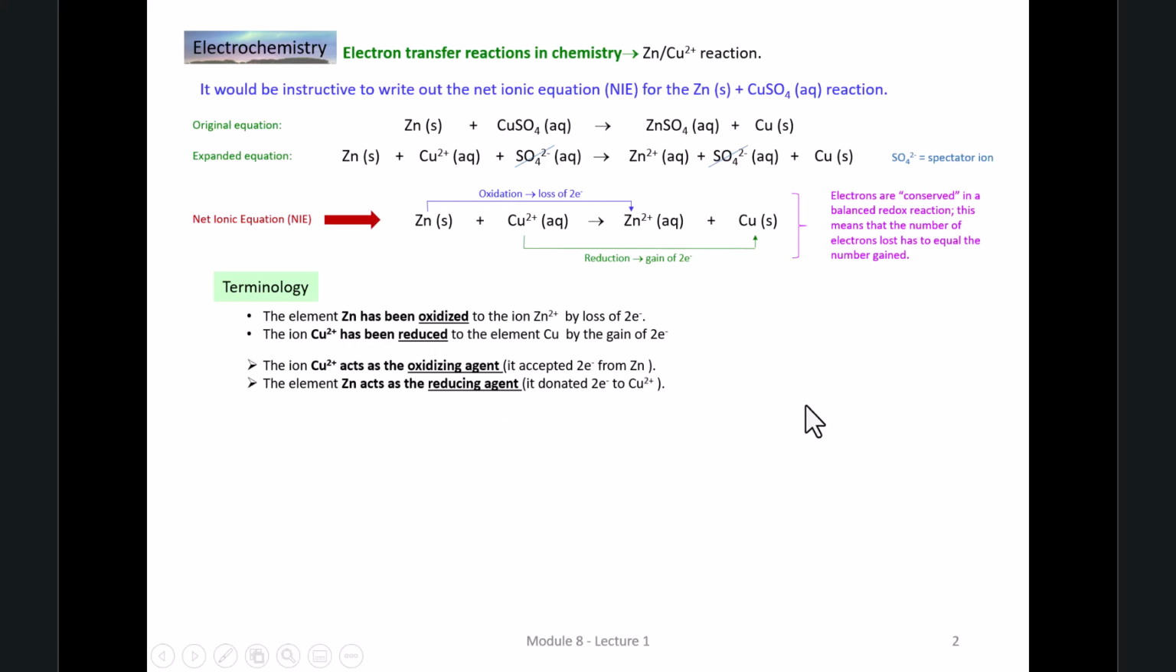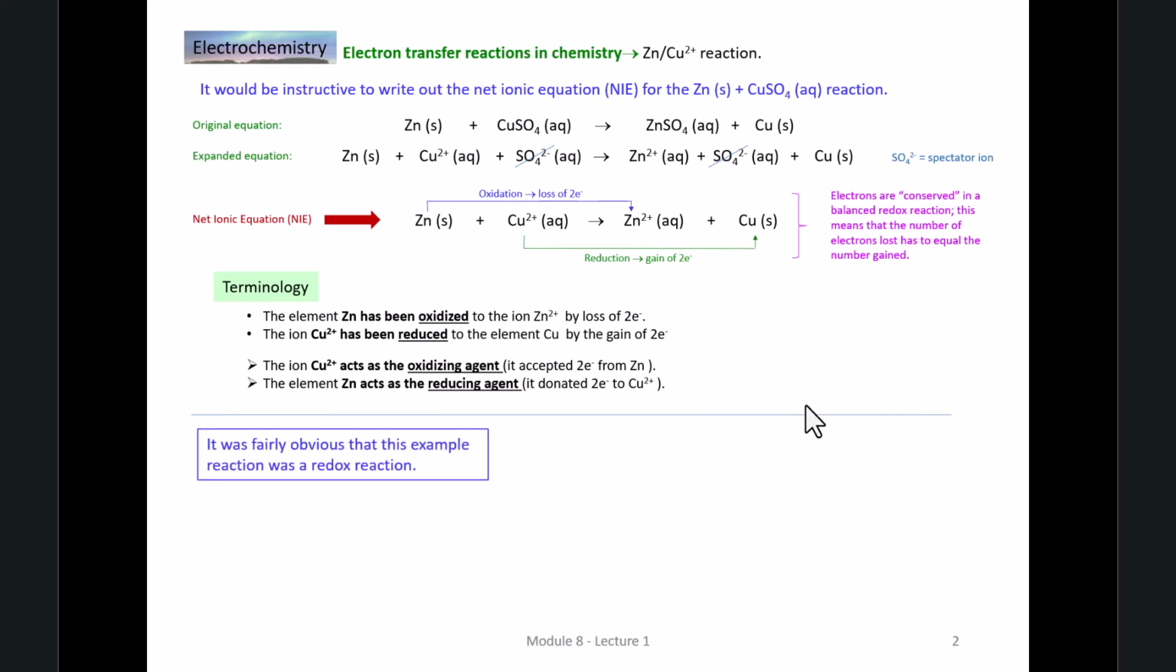If it just sounded like I was talking in circles, I was not. These are terms you need to be familiar with. Now, it was fairly obvious that this example reaction was a redox reaction, meaning we could see that electrons were transferred from the zinc to the copper.